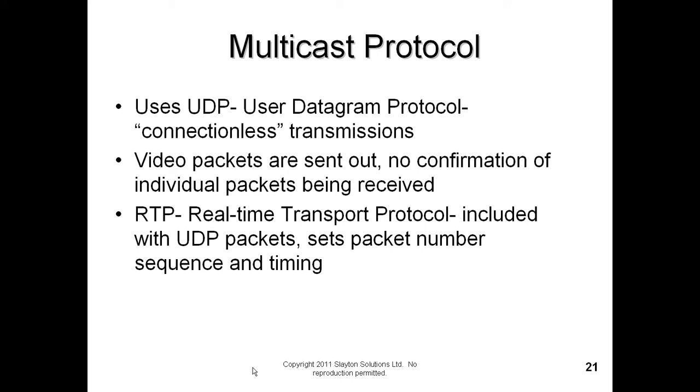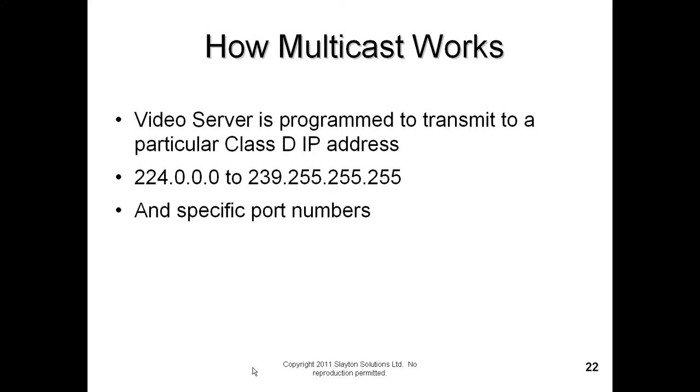Multicast also uses a protocol called RTP, or Real-Time Transport Protocol. It's included with the UDP packets. It sets up the packet number, sequencing, and timing so that the receiver knows where this packet fits in case a packet got out of line somewhere and ended up showing up later than it was supposed to.